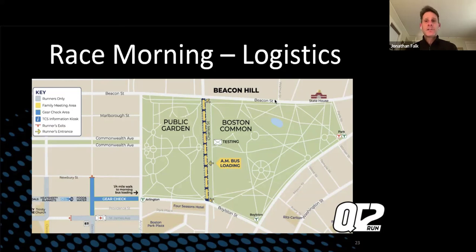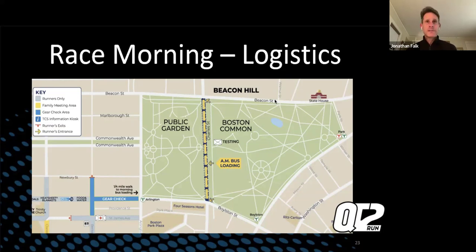And then you can see where the gear check is, towards the bottom left corner, very close, just a quarter mile walk from where you board the buses. Obviously, if you have someone meeting you at the finish line, you don't have to check your gear, but if you're planning on checking your gear, you want to make sure you do that. Anything you take to the start, just to reiterate, is staying at the start, or coming with you as you run.